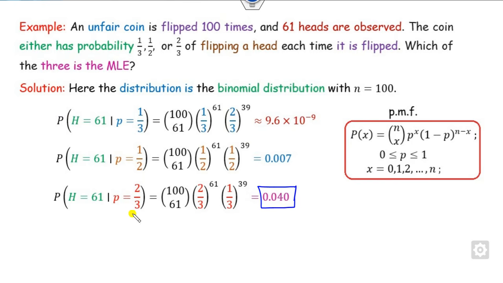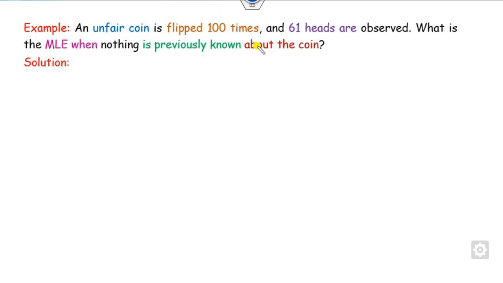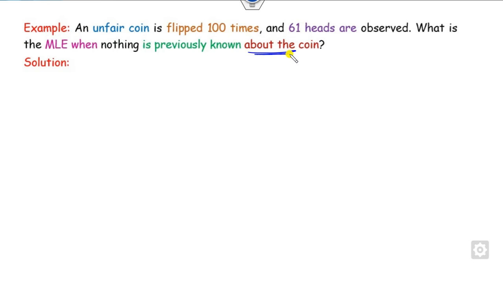So this value corresponds to which probability? Because this is the parameter theta. Since this value is the maximum, the maximum likelihood estimate for p, the probability of the head, is 2/3. If you look at the second example, I have considered the same example here, but instead of considering these three probabilities, I have considered nothing about the coin.